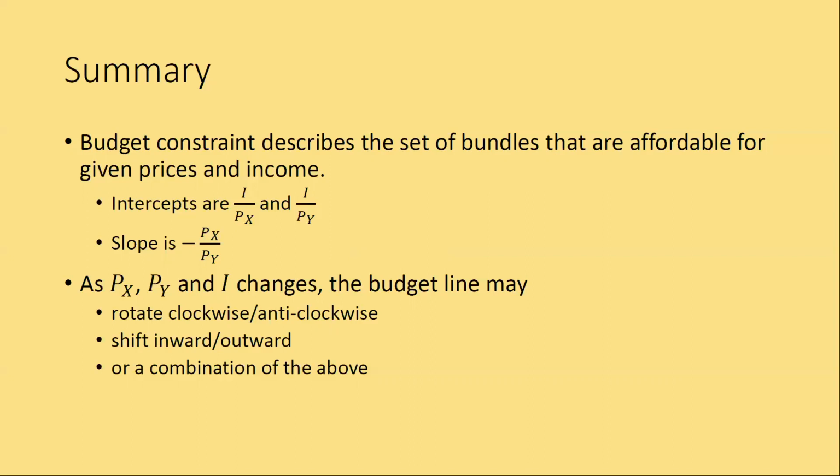So to summarize, the budget constraint describes the set of bundles that are affordable for consumers, given the prices of the goods and the consumer's income. We derived that the intercept on the x-axis is I divided by the price of good X, and the intercept on the y-axis is the person's income I divided by the price of good Y. We also derived that the slope is the negative value of the relative price ratio.